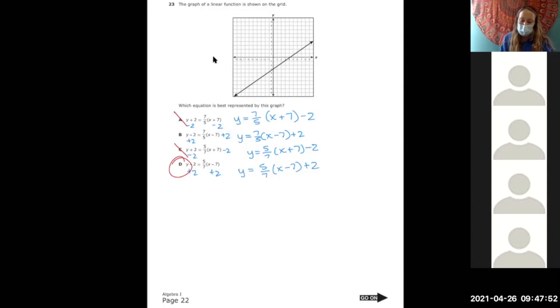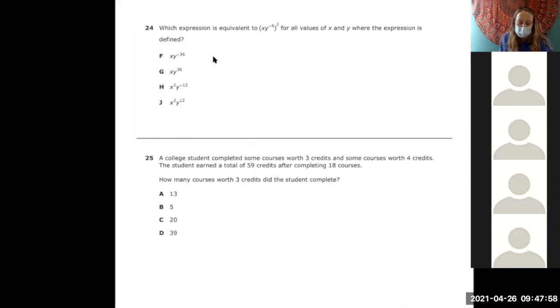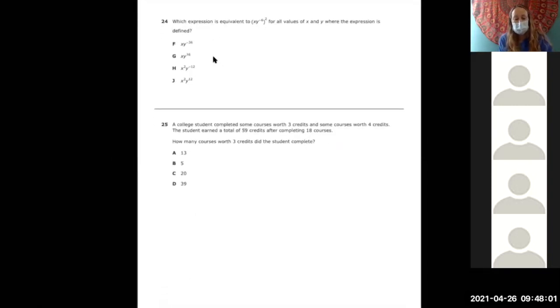Okay, last problem. Which expression is equivalent to xy to the -6 squared for all values of x and y where the expression is defined? Okay, so this is exponent rules, if you guys remember those videos. So the first thing that we're going to do is we're going to distribute this squared to the x and to the y. When you raise an exponent to an exponent, you end up multiplying them. So this was really x to the first power y to the -6. So I'm multiplying both of those exponents by 2. So it becomes x squared y to the -12.